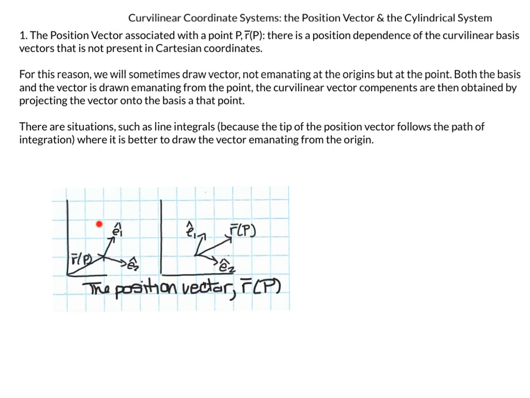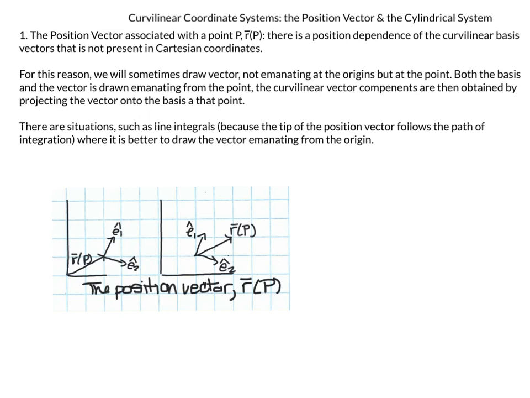I cleaned up my drawing by separating them into two pictures. So here is first my position vector emanating at the origin with the basis vectors drawn at the tip. And here I just moved my position vector up so it starts at that point. Now the next point is, if we want to know the vector components, the components with respect to the basis, they're obtained by projecting the vector onto the basis at that point.